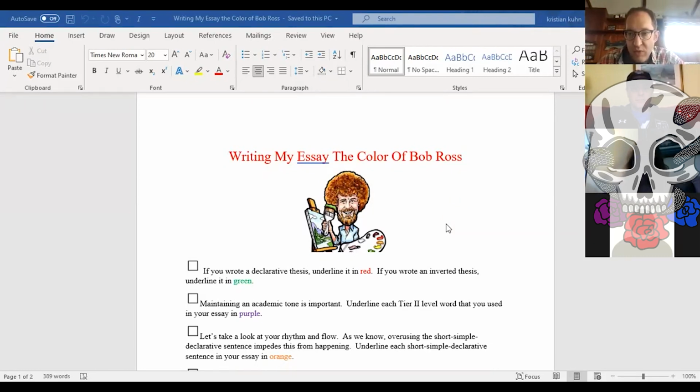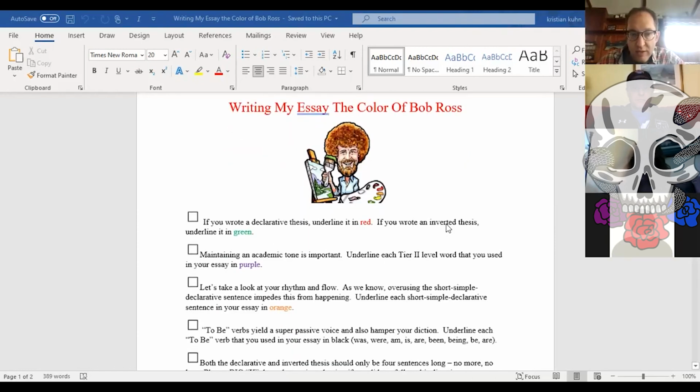And you'll see here, this is why you need to use heuristics. So if you wrote a declarative thesis, underline it in red. If you wrote an inverted thesis, underline it in green. Very tactful colors there. You don't want to write a literary analysis with a declarative thesis. So red, stop, don't do it. You want to write it inverted. Green means you're good to go, right?